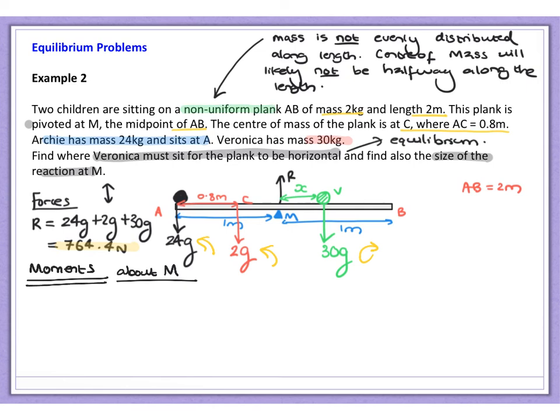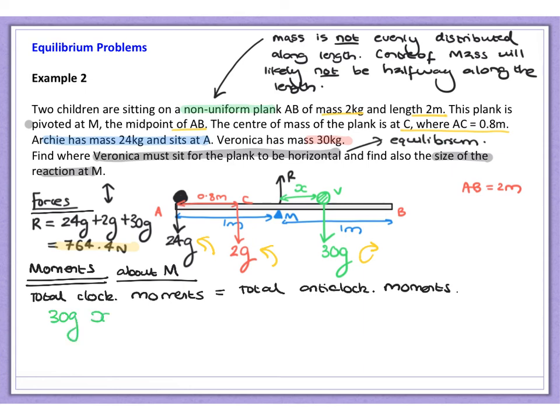So if the system is in equilibrium, remember, our total clockwise moments are equal to our total anti-clockwise moments. Using a little bit of shorthand here just for speed. So clockwise, we just have the 30g, and it's multiplied by distance x. Anti-clockwise, well, we have 2g.